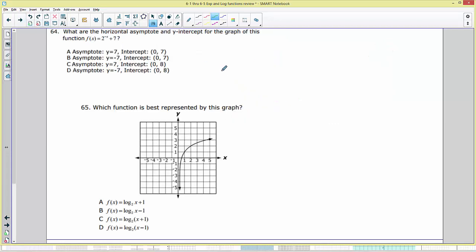Okay. What are the horizontal asymptotes and y-intercept for the graph of this function, y equals 2 to the negative x plus 7? Okay, a negative next to the x means it reflects over the y, not over the x, right? Because it's next to the x, it's not in front of the 2, that would be over the x, excuse me. This means over the y-axis.